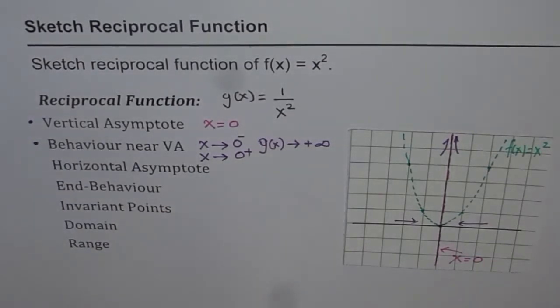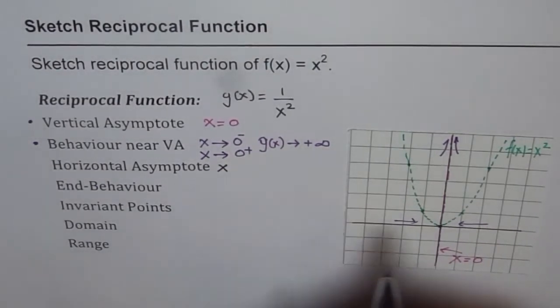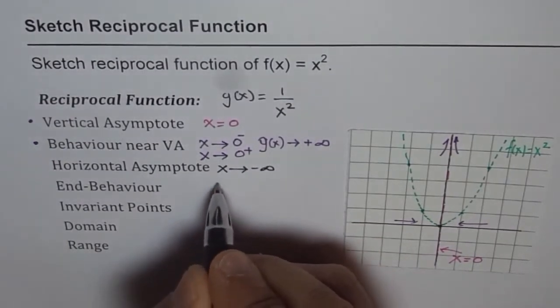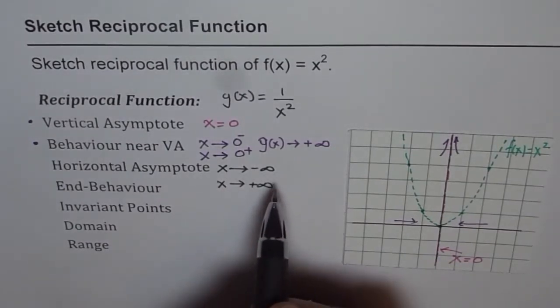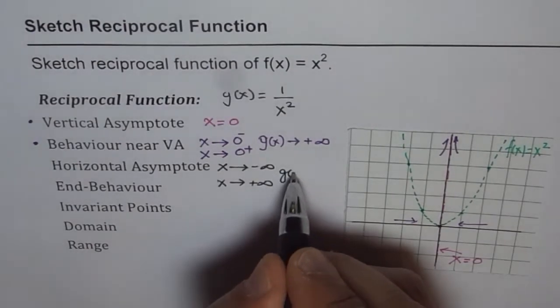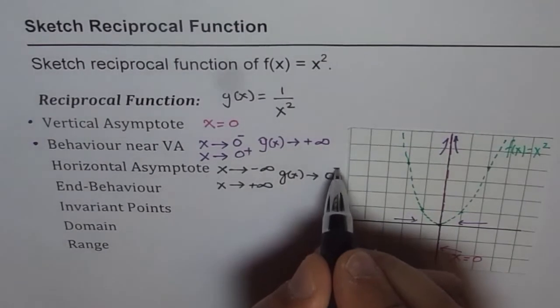Now let's get to horizontal asymptote. When we say horizontal asymptote, what do we really mean? We really mean what happens to the value of the reciprocal function in this case when x approaches negative infinity and when x approaches positive infinity. If the function approaches a value, then we say that the horizontal asymptote exists. In both cases, we see that the function g of x approaches 0. And it approaches 0 from the positive side also.